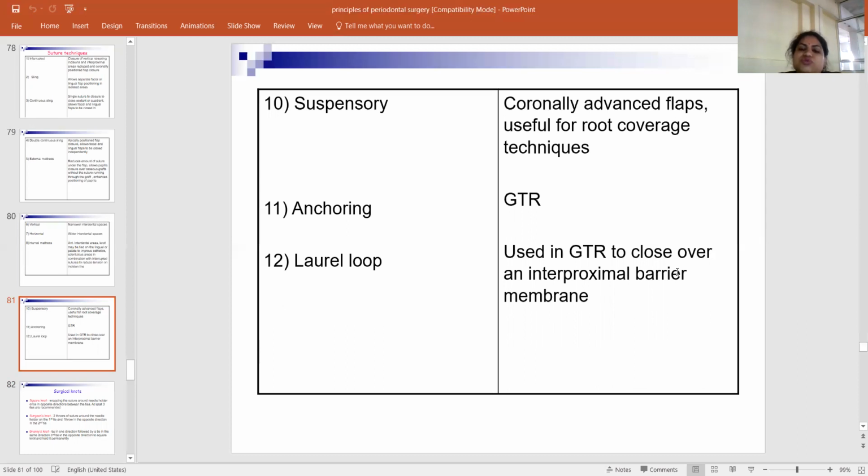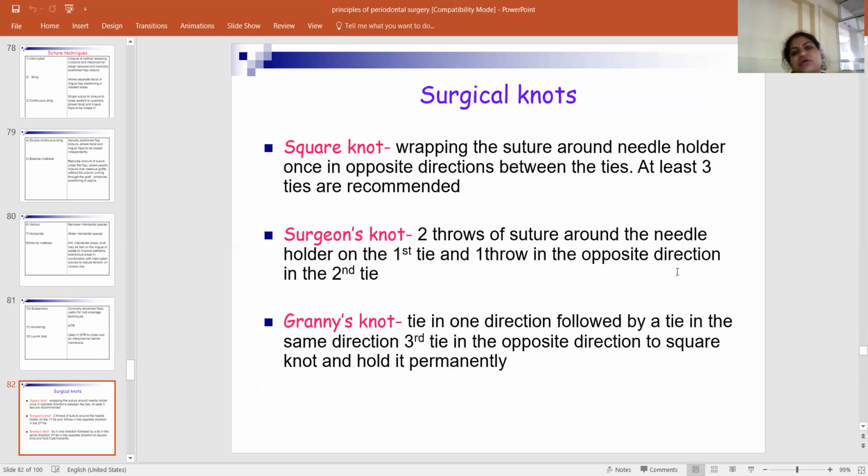Laurell loop: it is again used for the GTR membrane, to close over an interproximal barrier membrane. So these types of suturing techniques we are going to use for different purposes.